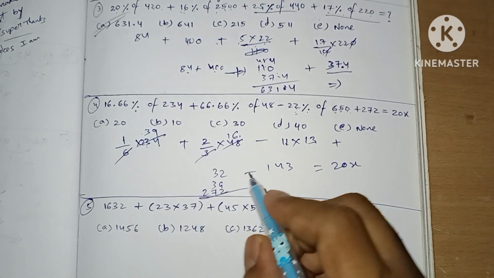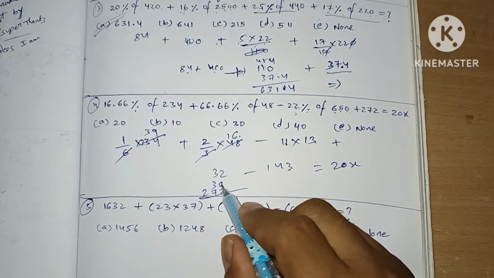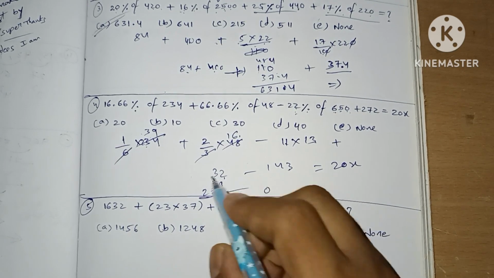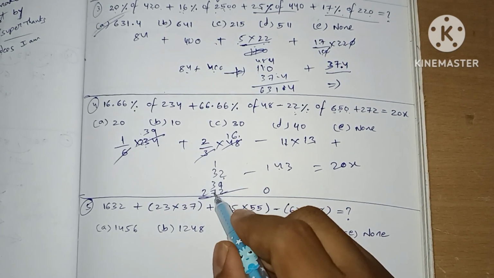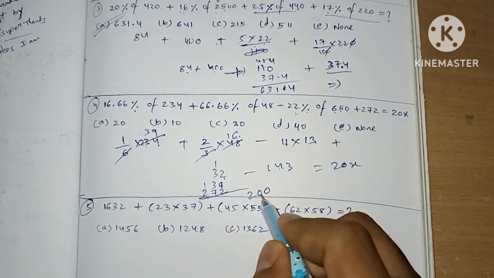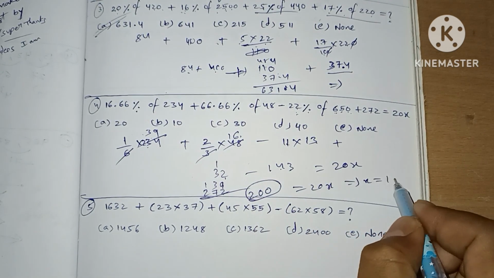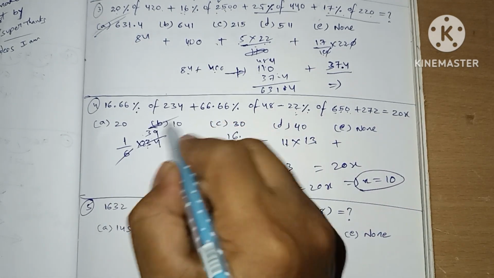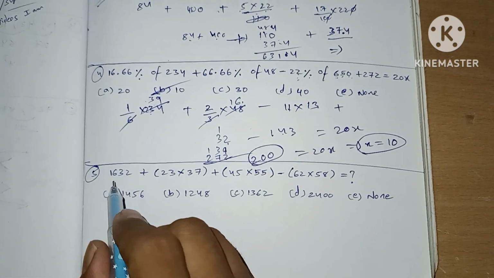So we need to eliminate 3. Eliminating 3 from 9 we get 6. 6 plus 4 10. So unit digit is 0 and 1. We need to eliminate 4. We eliminating 4 left with 10. So we have 3. 3 minus 1 will be 2. 200 equals to 20x. So x value is 10. Option B is our answer. Option B 10. Next, fifth question.